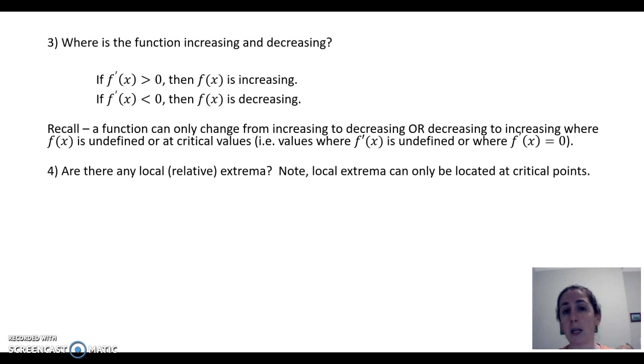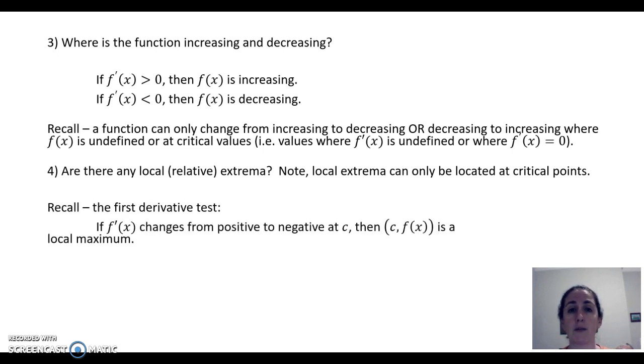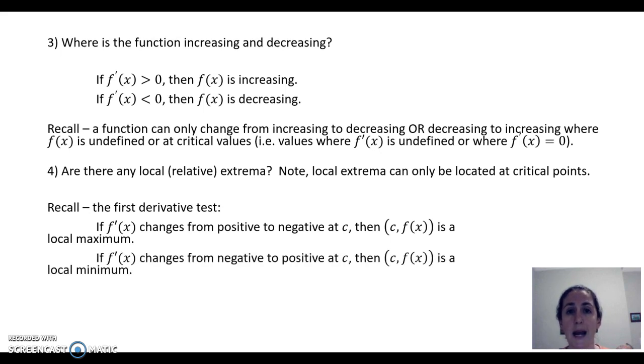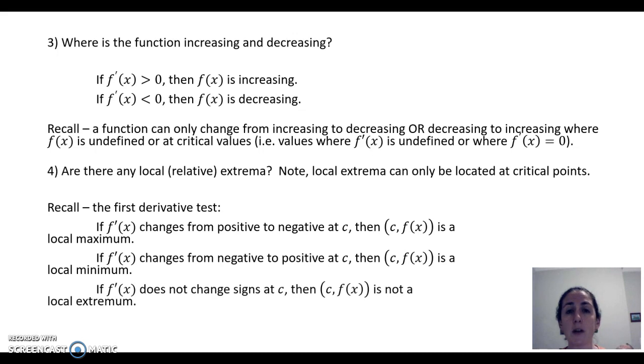Does your function have any local extrema? Remember, local extrema can only be located at critical points. So if you recall the first derivative test, if your derivative switches from positive to negative at c, that means that your function switches from increasing to decreasing at c, and then you would have a local maximum. If your derivative switches from negative to positive, which means your original function would be switching from decreasing to increasing at c, then you would have a local minimum. And if your derivative does not change signs, then you don't have a local extrema there.